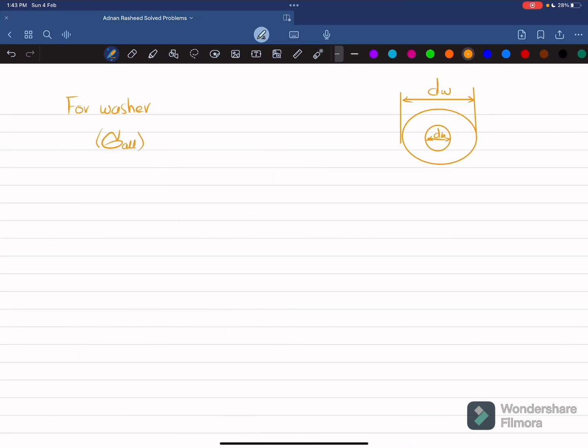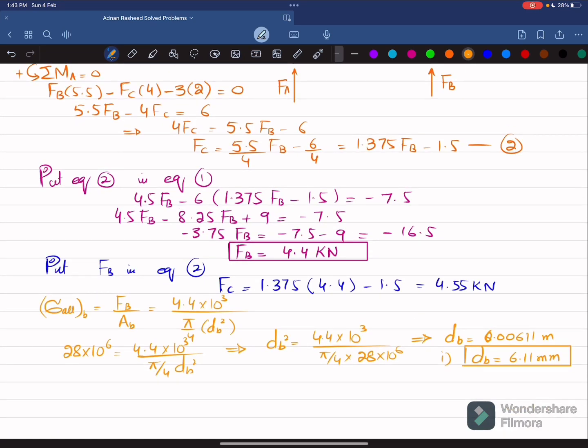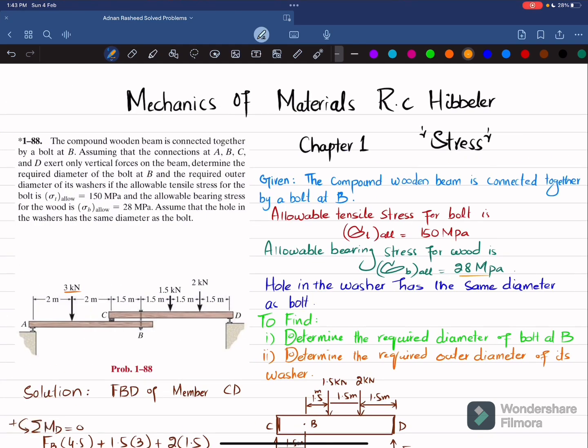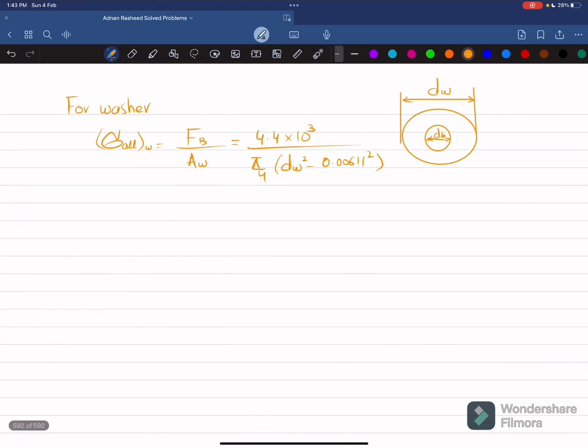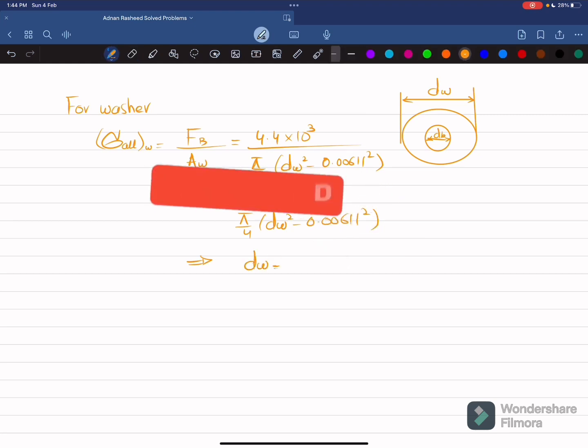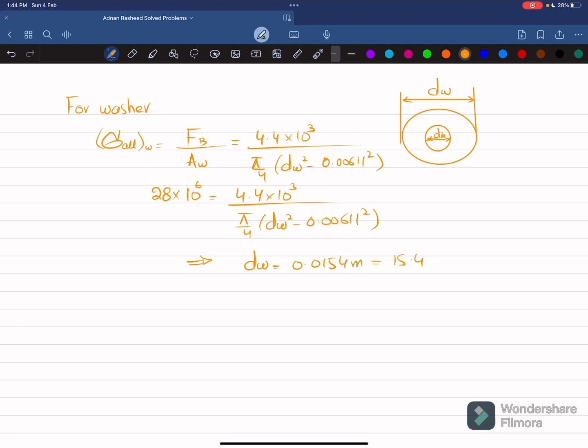So the allowable bearing stress for this wood will be equal to FB divided by area of washer. Clear? So FB is 4.4 kilonewtons, so 4.4 into 10 to the power 3, and area of washer is pi by 4 dW square minus dB square. So diameter of bolt in meter is 0.00611, so 0.00611 square. And allowable stress for the wood is 28 megapascal. So 28 into 10 to the power 6 is equal to 4.4 into 10 to the power 3 divided by pi by 4 into dW square minus 0.00611 square. So when you calculate it, dW will be equal to 0.0154 meter, or 15.4 millimeter.